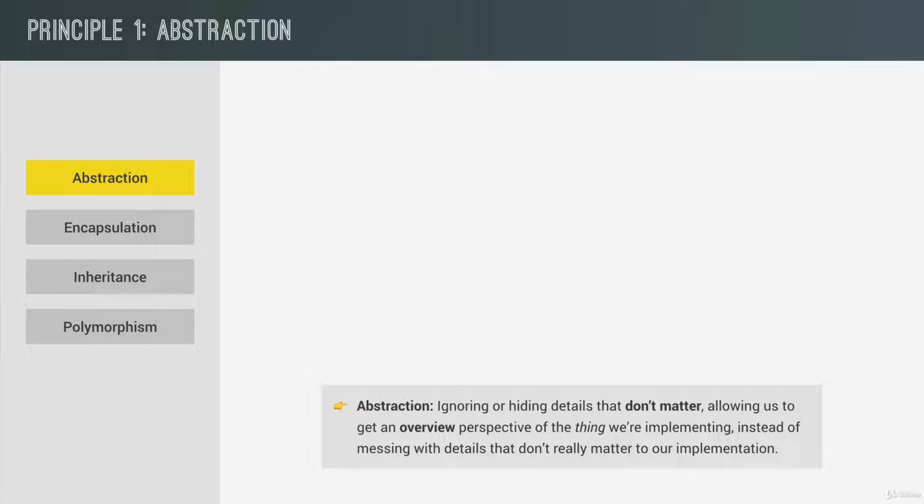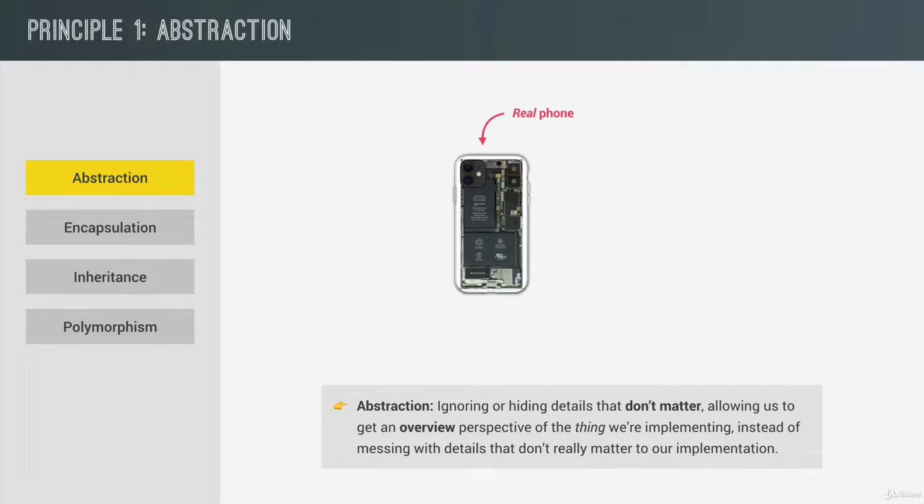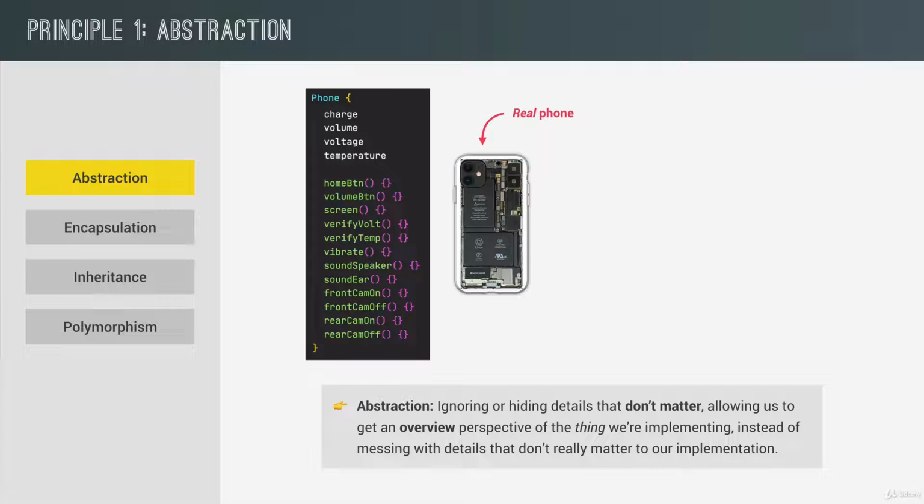So let's say that we're implementing a phone for a user to use. And even though this doesn't make much sense in code, it's still a great example and analogy. So without abstraction, we could design our class to include everything that there is about a phone, including all the internal stuff like verifying the phone's temperature and voltage, turning on the vibration motor or a speaker, and other low-level details.